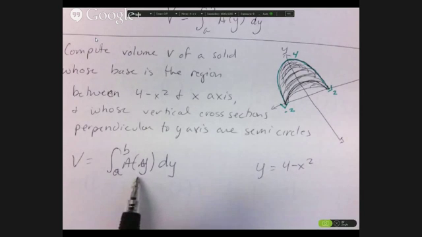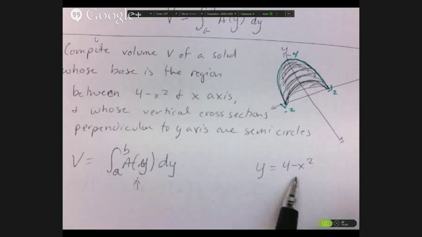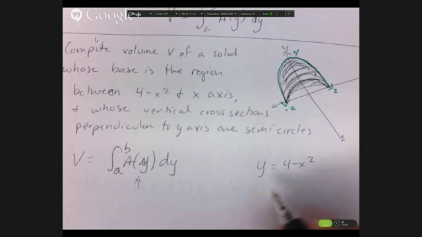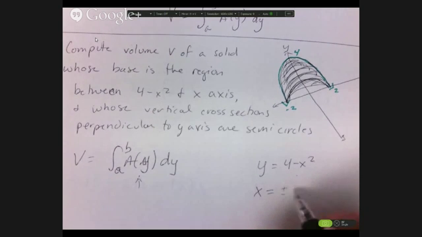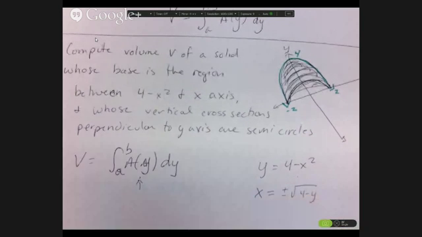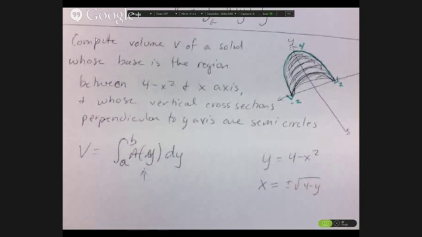This integral is in terms of y. So we need to rewrite this to be x equals, negative y plus 4, or 4 minus y. Subtract the 4, multiply by -1, square root it. So we rewrite in terms of y.